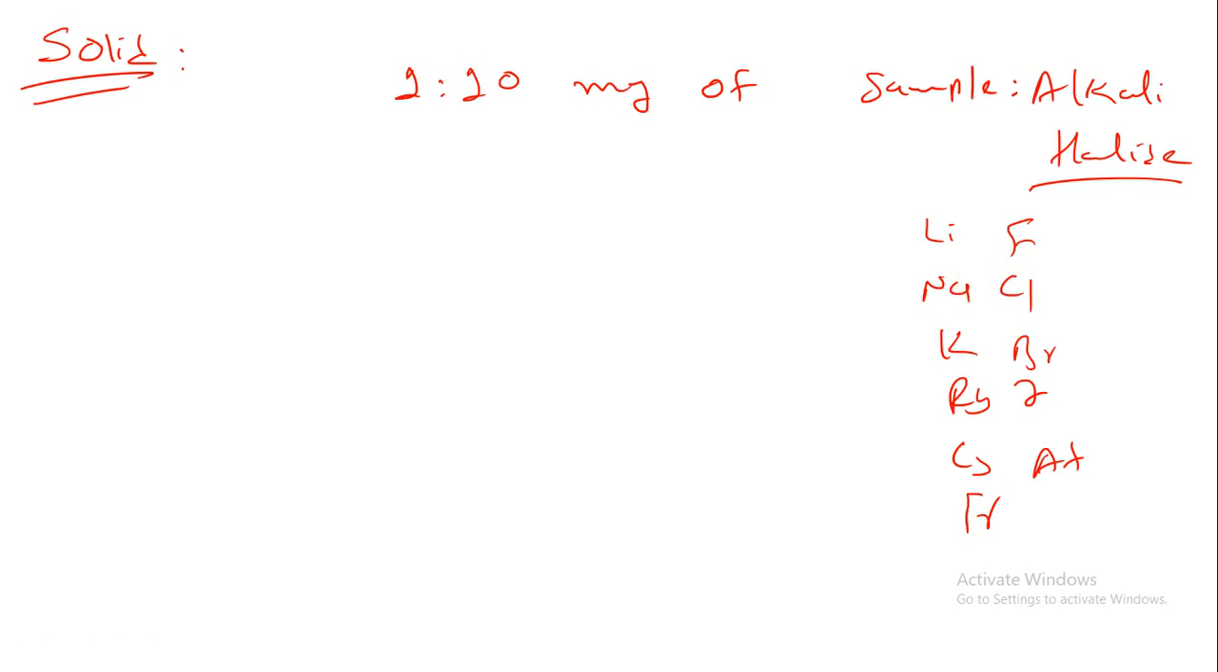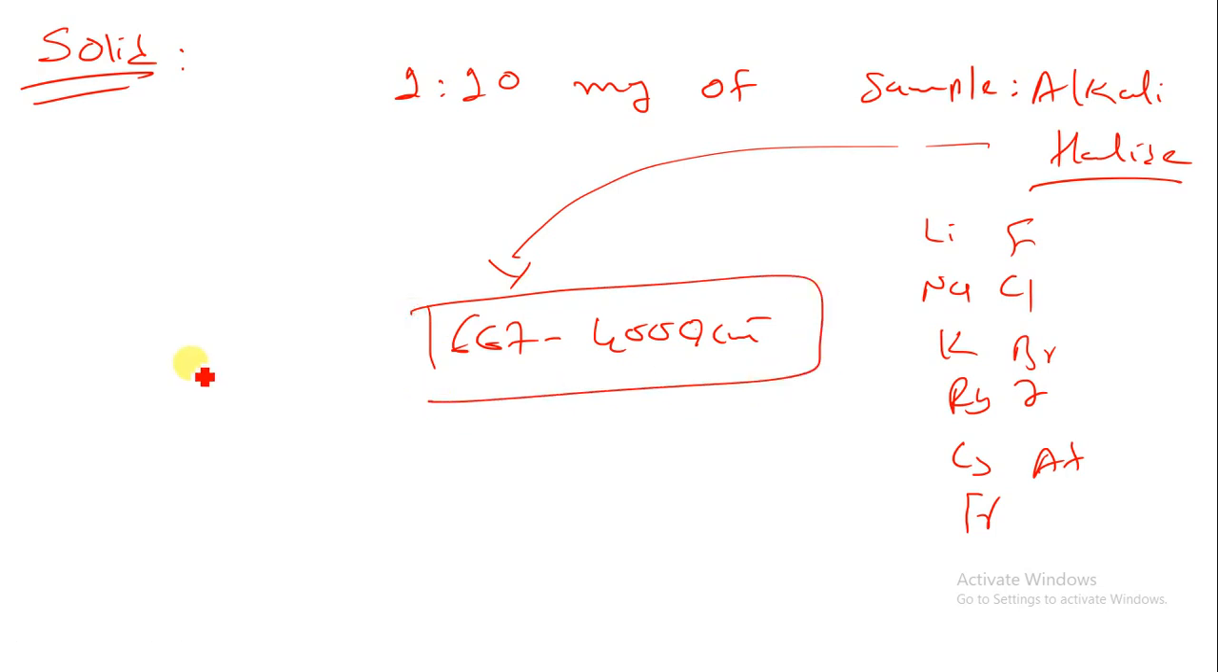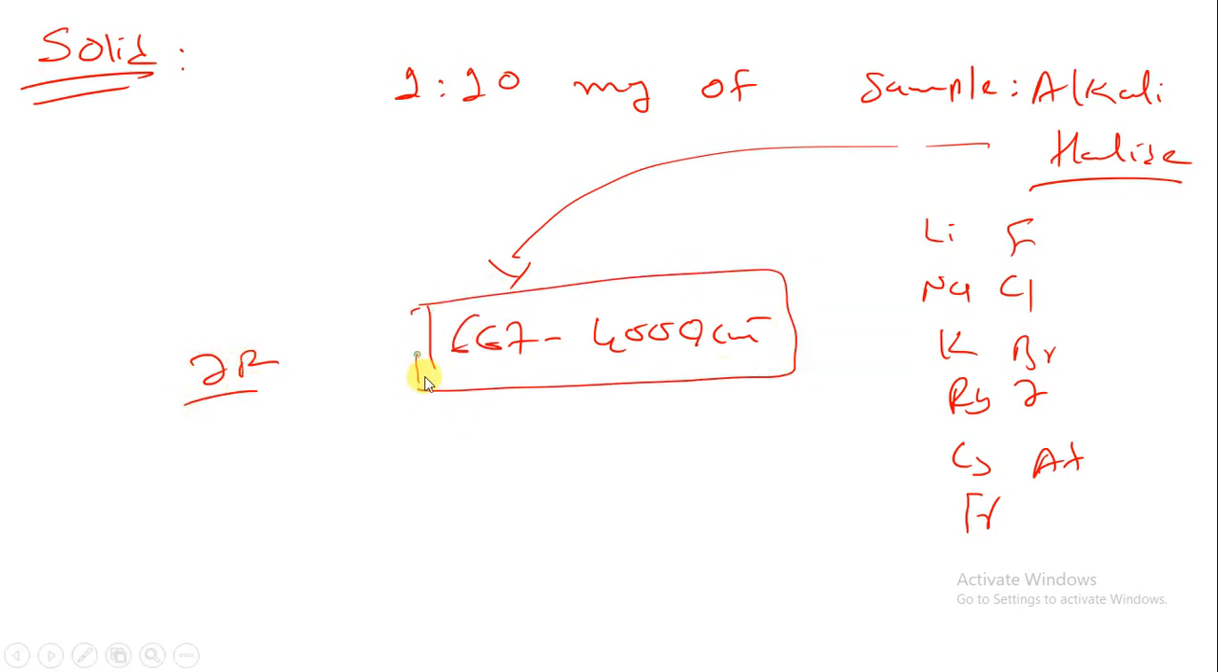Why are we taking alkali halide? Because alkali halide will not interfere in the region from 667 up to 4000 centimeter inverse, that is our IR region. So in the IR region this alkali halide will not give any intense peak. That is why we are taking alkali halide as a reference material.